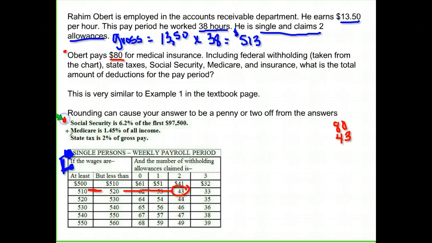We need to find these three taxes: Social Security, Medicare, and state. Again, Social Security, it says, is a tax rate of 6.2%. So move your decimal 2 places to the left and multiply by his pay of $513. That gives us a deduction of $31.81 if I round. Okay, so I'm going to put that, that's part of my total.